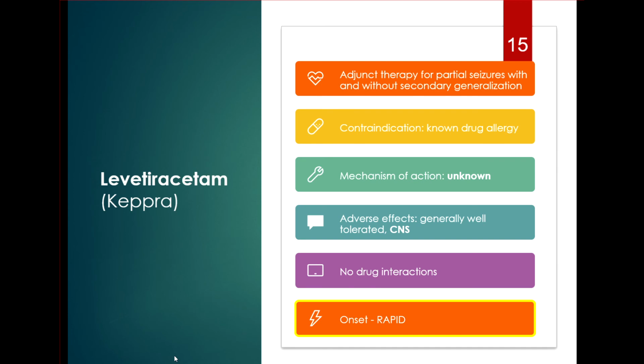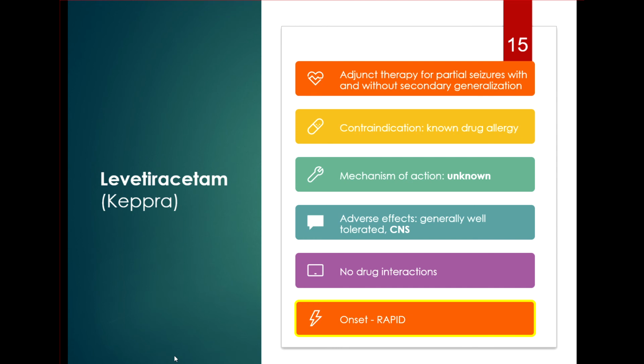So here's our levetiracetam. Oh, I sometimes can say it and sometimes I can't. Levetiracetam, Keppra. A new agent. This is a newer agent that is a little bit better tolerated. It's oral and it is usually used in combination with something else. Sometimes it can be used alone, but it's generally used for our partial seizures that sometimes have or don't have secondary generalization.